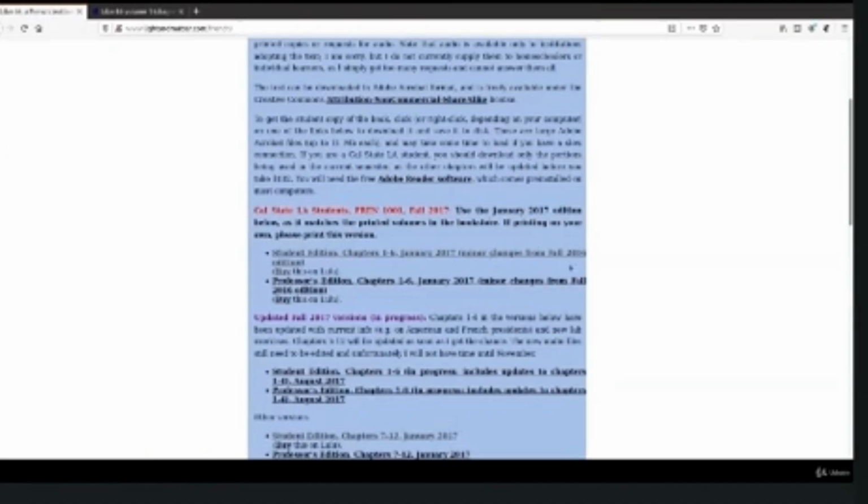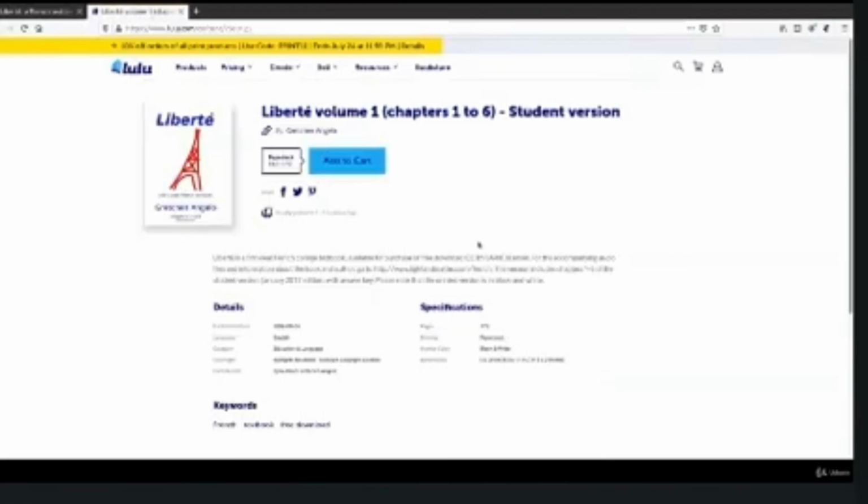But because the author has done a lot of work in this book, I will encourage you to support Gretchen. If you click on this link here, buy this book online from Lulu, it brings you to the Lulu page where you can pick up a copy. Please pick up a copy in order to support Gretchen for his work. But if you don't have money to support, that's okay. You can use the free version to achieve your learning objectives.